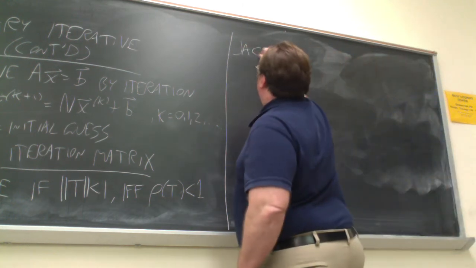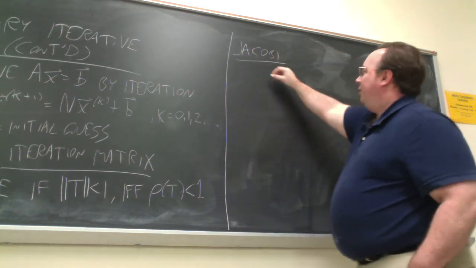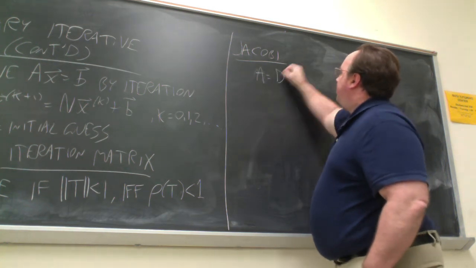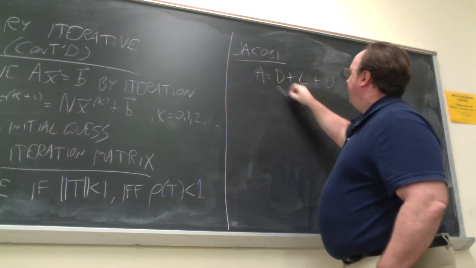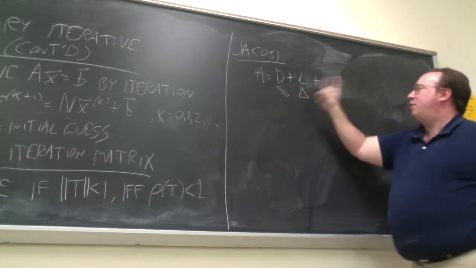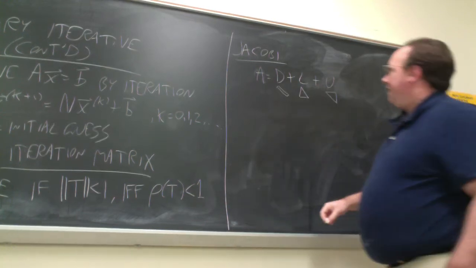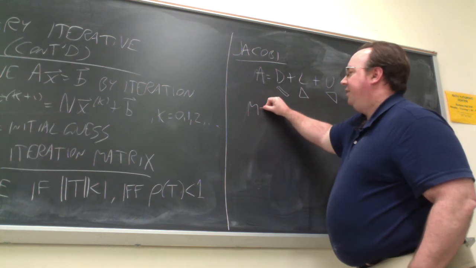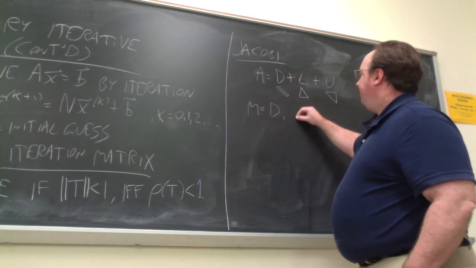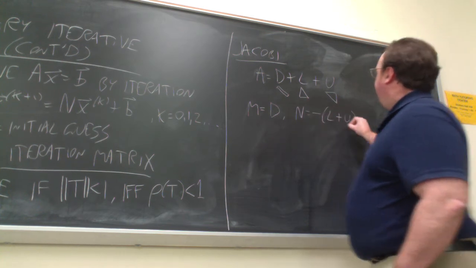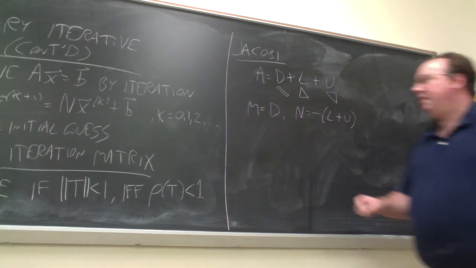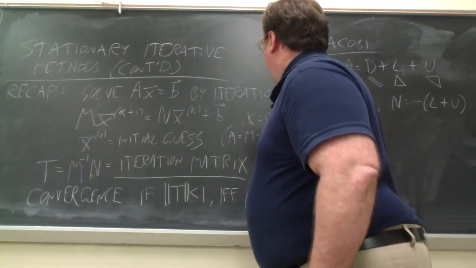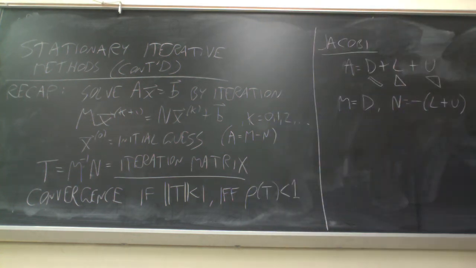So the first of these methods was the Jacobi method, where I won't write out the component-wise formulas again, but we just set A equal to D plus L plus U, so the diagonal part, the strictly lower triangular part, and the strictly upper triangular part. Then the matrix M is equal to D, and the matrix N is equal to minus L plus U. Keeping in mind that, actually, I'm going to fix this over here. A has to equal M minus N. That's the splitting that I introduced last time.